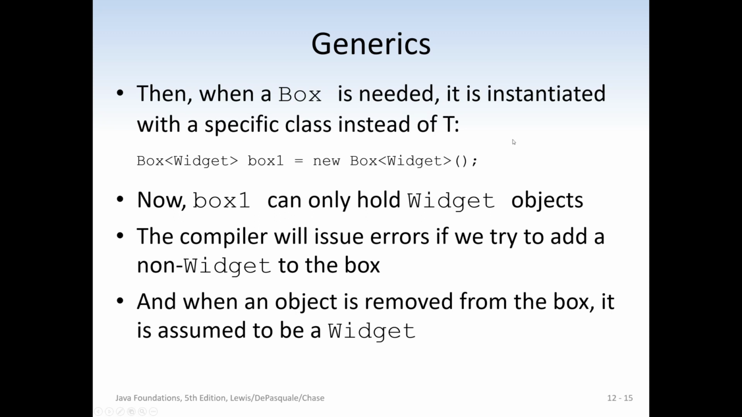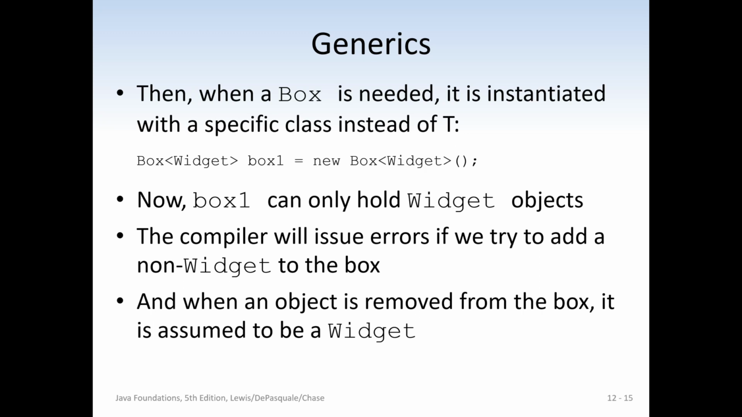So box one can only hold widget types now because of the way we've declared it, and we'll have a compiler error if we try to put anything that's a non-widget into the box. So when an object is removed from the box, it's a widget, right? It must be a widget because that's the only thing we could have put in there. So therefore, it must be a widget. We don't have to cast. We don't have to check.